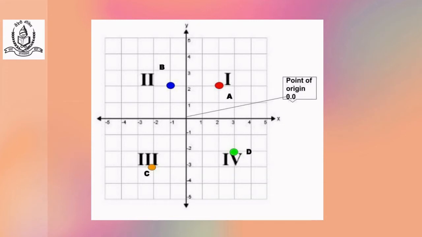The red dot represents point A. It has been plotted using the value 2 on the x-axis and 2 on the y-axis. Similarly, for point B, the blue dot has been placed where the points -1 on the x-axis and 2 on the y-axis meet. Similarly, point C has been plotted as a yellow dot and D as a green dot. The point of origin is also marked on this plot.